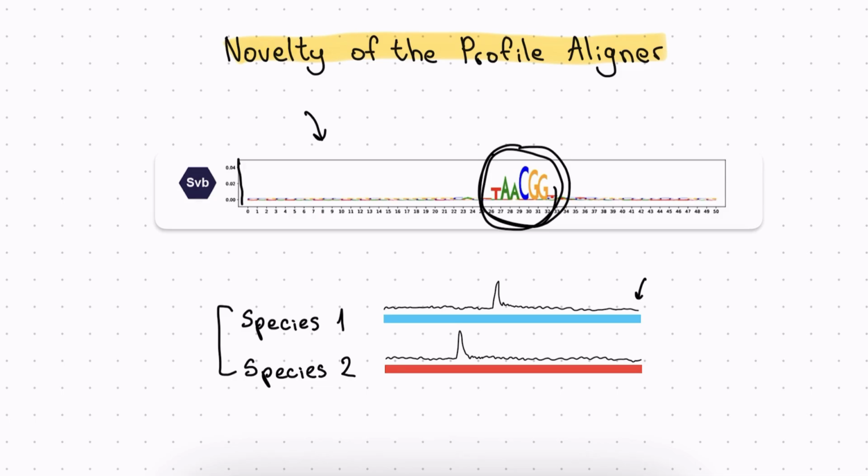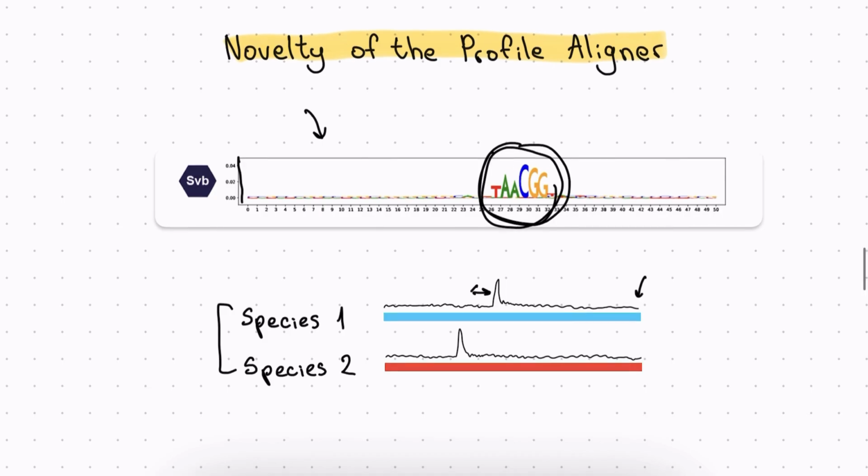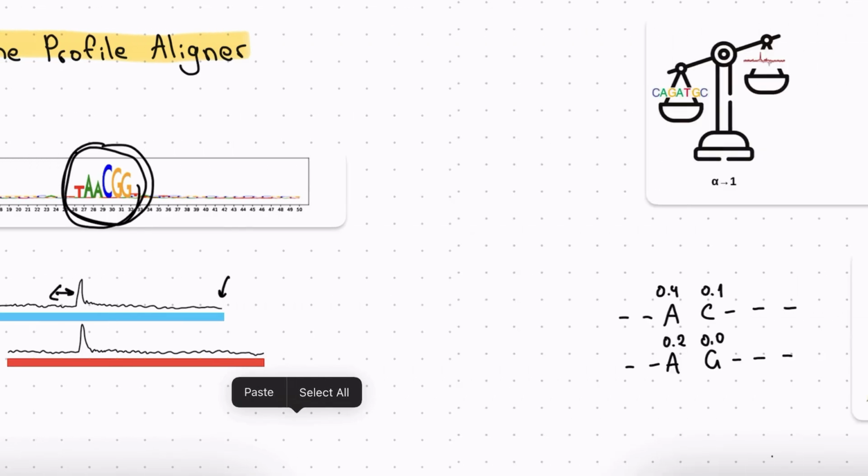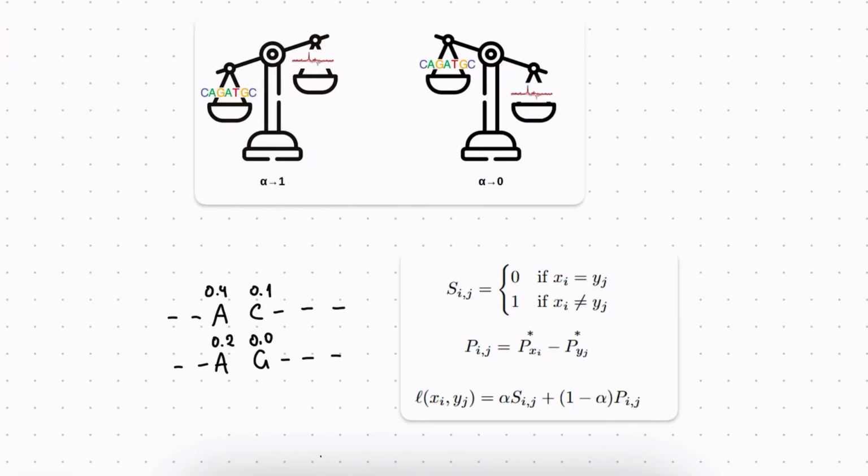Here, the peaks are differently spaced, as you can see, but what if the more accurate alignment is something like this, the one where the motifs are conserved? The profile aligner approaches this question by assigning different weights to sequence-based versus function-based alignments. And over here we have an infographic that helps us build intuition for how these weights work.